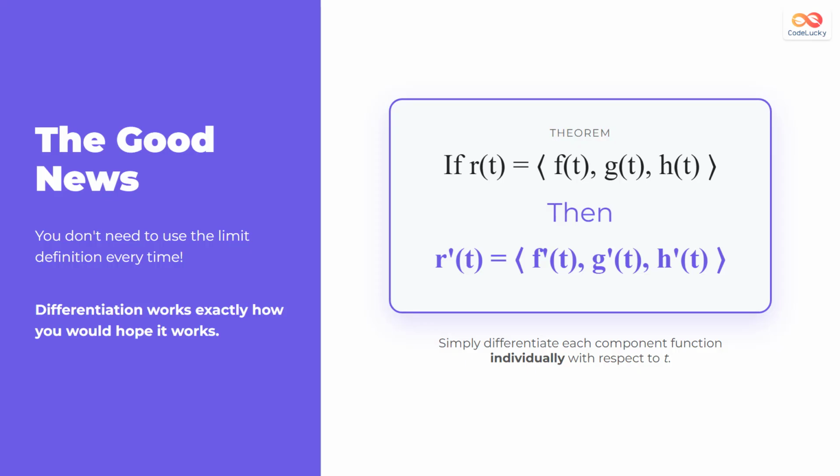Calculating this limit every time would be tedious. Fortunately, there is a simple theorem that makes differentiation easy. If r of t has components f, g, and h, then the derivative r' of t is simply the vector containing the derivatives of those individual components. You just differentiate f, differentiate g, and differentiate h separately.